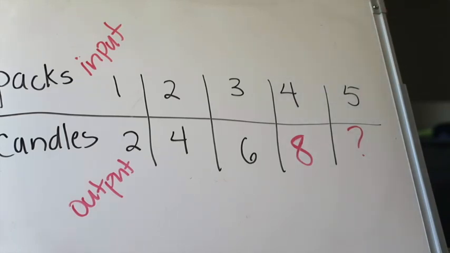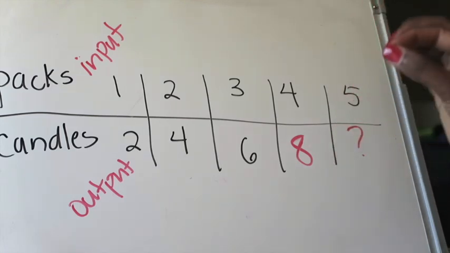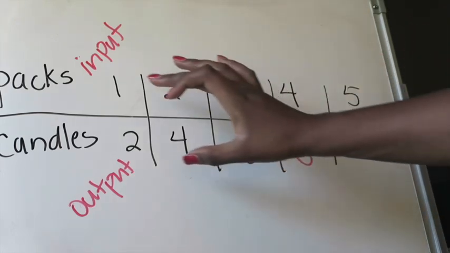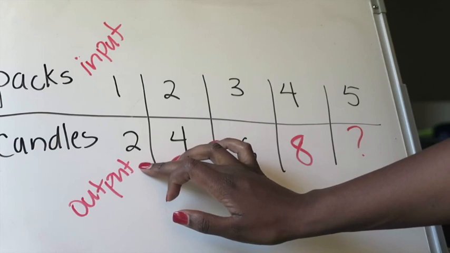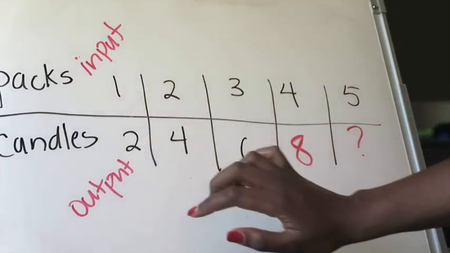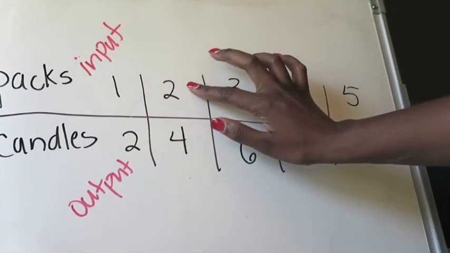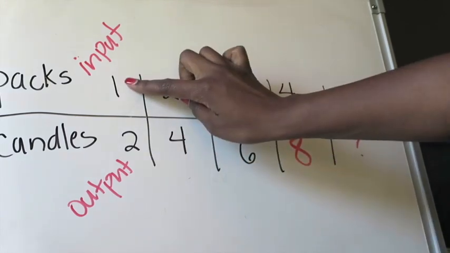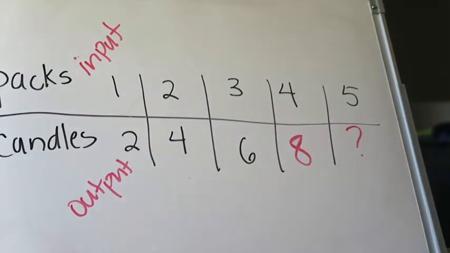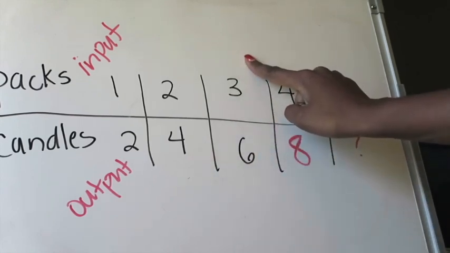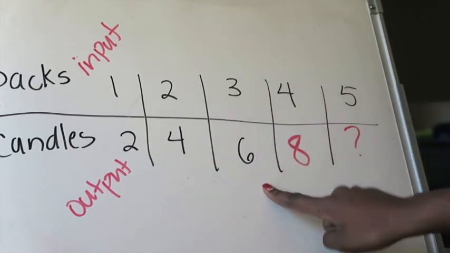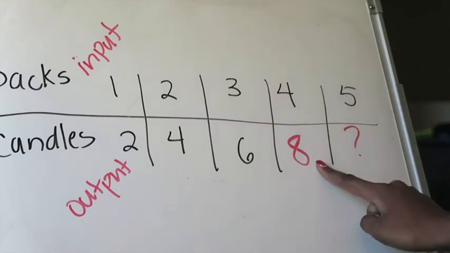Now, we've been studying multiplication facts and definitely studying our facts of 2 and the idea of doubles. And what I should recognize is that the relationship between my input and my output is doubled my input. So whatever my input is, I'm gonna double it to get my output. If I take 1 and double it, I'm gonna get 2. If I take 2 and double it, I'm gonna get 4. If I take 3 and double it, I get 6. And if I take 4 and double it, I get 8.